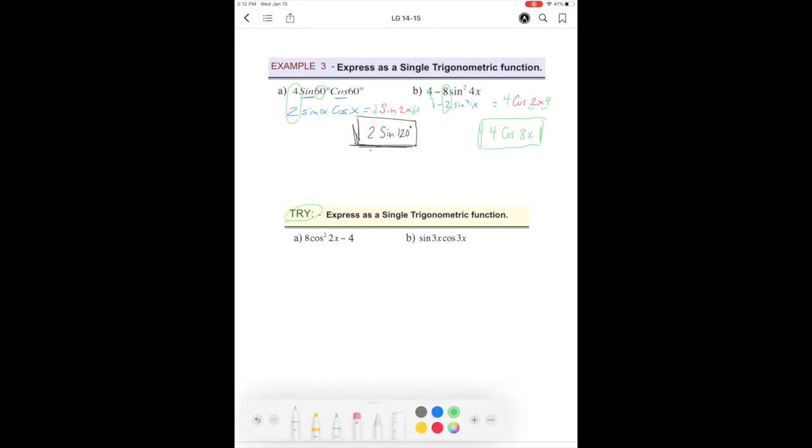Now I want you guys to try those two, so pause, and then you can check your answers with my answers. And those are the answers. And that is the end of Learning Guide.